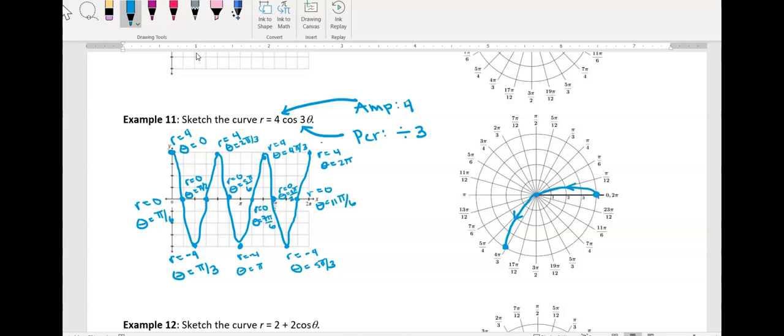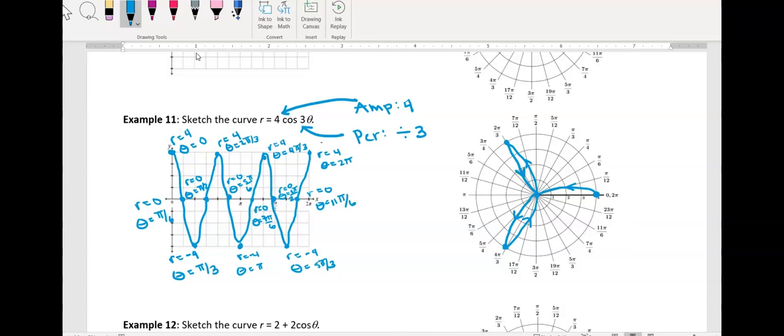And then after pi over 3, at pi over 2, it's back to the origin. So it just kind of flows right back. And you can see that we're creating those petals again. And then at 2 pi over 3, we have a radius of 4. So 2 pi over 3 is up here on the left, and it's going to have a radius of 4. So it kind of flows out in this direction. And then after 2 pi over 3, it goes back to 0 at 5 pi over 6. So at 5 pi over 6, it's just going right on back.